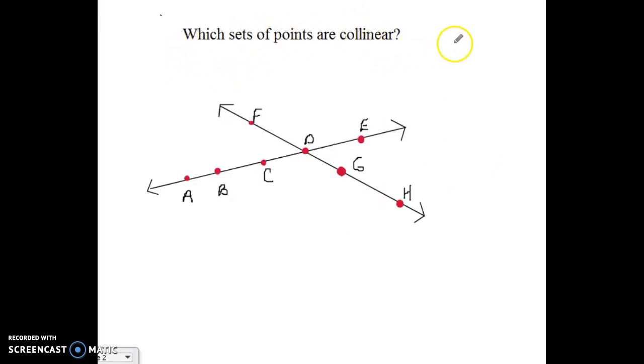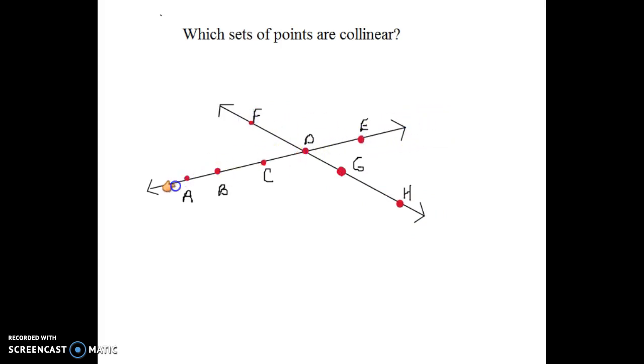The next one is going to ask you which set of points are collinear. This one has more than one answer, and you just need to identify what points are on the same line. Collinear simply means that they are on the same line. So here we've got two lines. If we were talking about this line, we've got point F, point D, point G, and point H, which are all collinear. So any of those combinations would be collinear.